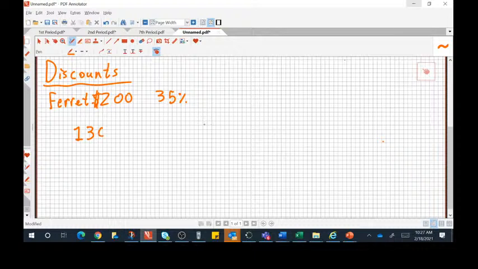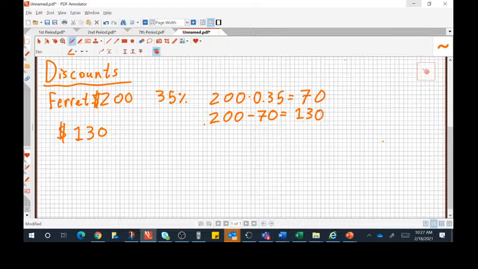$130. How many of us got $130 for the sale price of the ferret? How did you get that, Ashley? I started by multiplying 200 by 0.35. Excellent. So we're trying to find out what is 35% of 200, and that's 70. And then I subtracted that from 200. Yeah, exactly, because you're getting $70 off, and that's how discounts work, right?